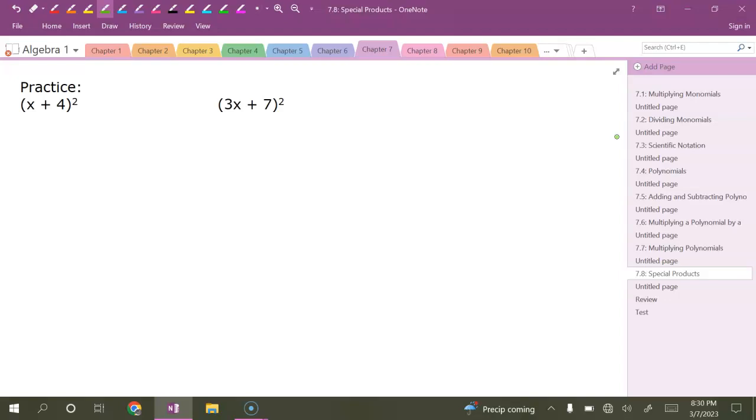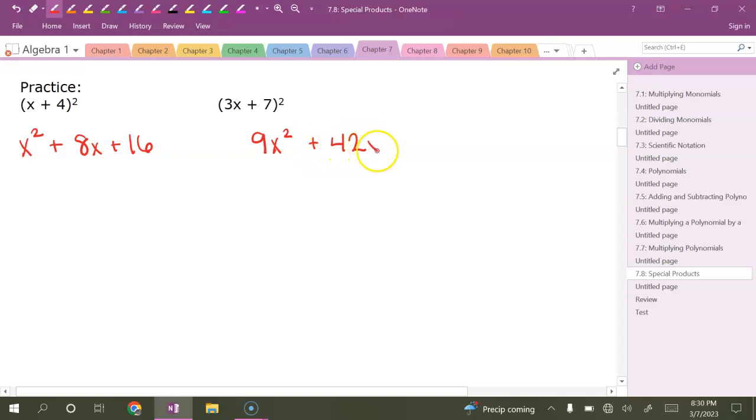All right, let's go ahead and go through these two examples here. So for the first one, I would have done x squared, which becomes just x squared. Then you would have taken x times 4, which is 4x, but then you need to double that, so it becomes 8x for your middle term. And then you square the 4 and you get 16. For this one over here, you take 3x squared, which would be 9x squared. Then you multiply 3x and the 7, which is 21x. Then you had to double it, so it became 42x in the middle. And then you square the 7, and that became 49.